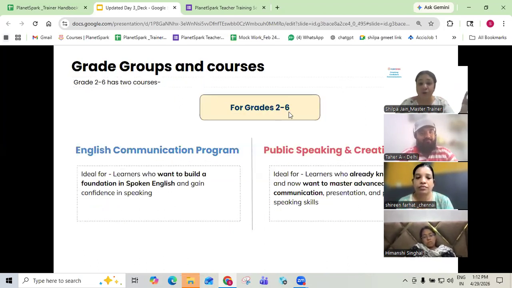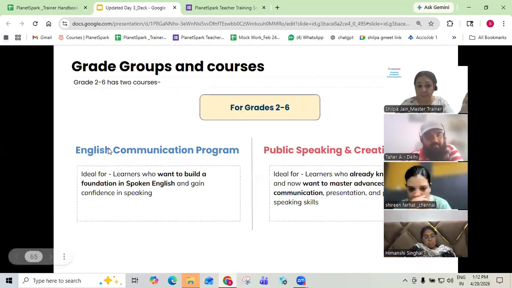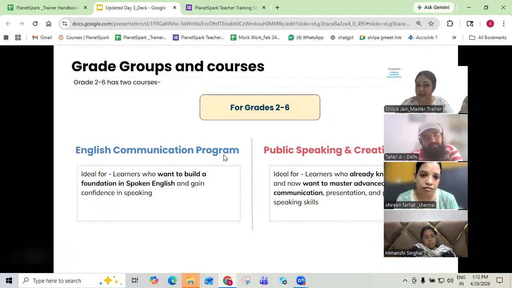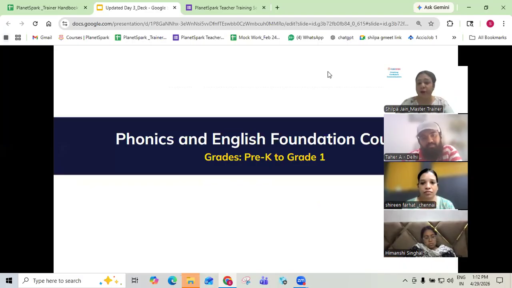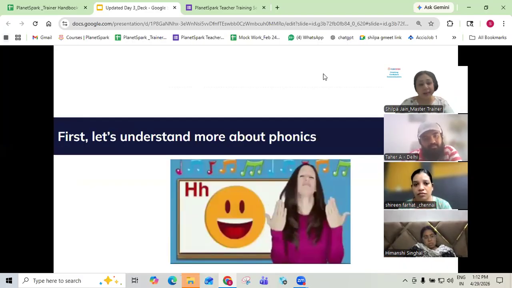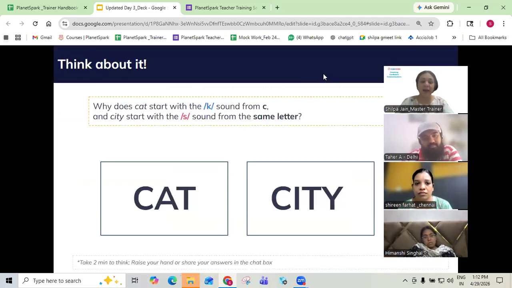Now, for grade 2 to 6, again, we have 2 courses to offer them. This time, we don't have phonics. We just have ECP, that is English Communication Program, and Public Speaking and Creative Writing Program. Now comes a very important question. What is phonics, or why do we need to teach phonics to our learners?